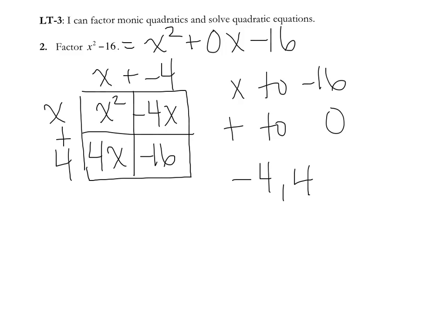And we can just double check that everything multiplies the way we expect. x times x is x squared. x times negative 4 is negative 4x. 4 times x is 4x. 4 times negative 4 is negative 16. And if you were to add up all these terms, notice that the 4x and the negative 4x would combine to make 0x, and this would all simplify down to x squared minus 16.